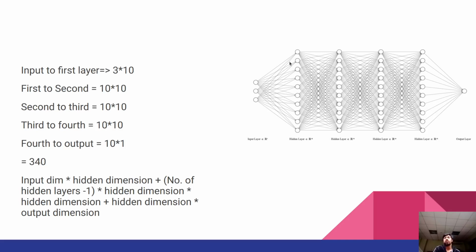The fully connected edges between the hidden layers will be the total number of layers minus 1, because we are calculating the fully connected layers between them, right. So if there are 4 layers, there are 3 in-between connections. So that will be number of hidden layers minus 1, into hidden dimension, into hidden dimension again, and then finally hidden dimension into output dimension. Output dimension is 1. So this is the generalized formula of this.